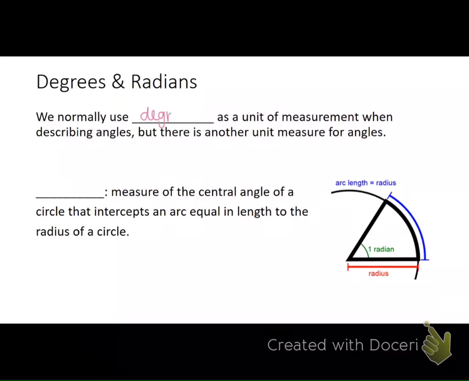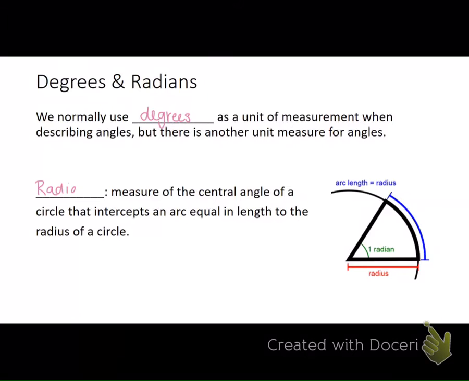So we normally use degrees as a unit of measurement when describing angles, or like a distance around a circle. But there is another unit of measure for angles. This measure is called radians. It's the measure of the central angle of a circle that intercepts an arc the length of the radius of a circle. So radians have to do with the fact that a circle has a relationship to this pi and the radius is 1.